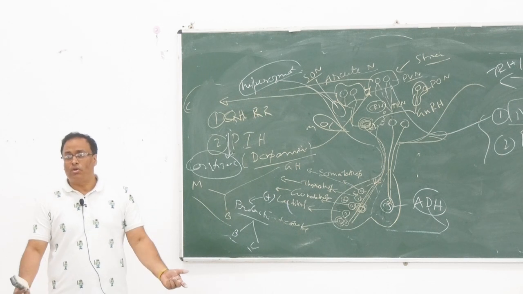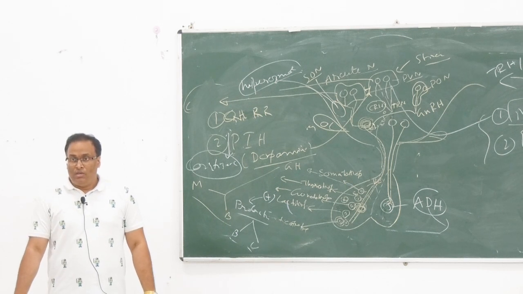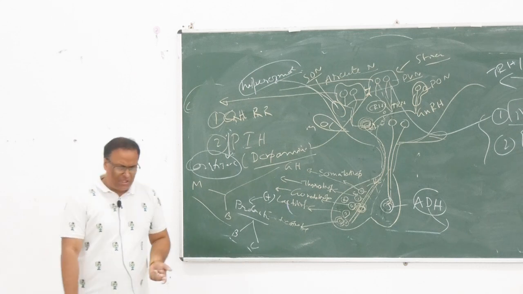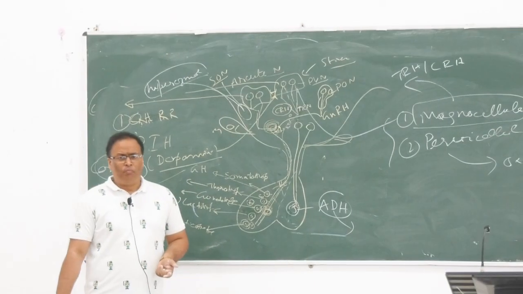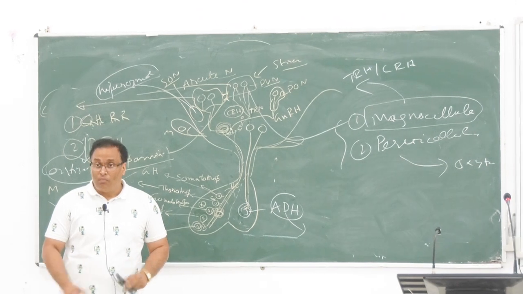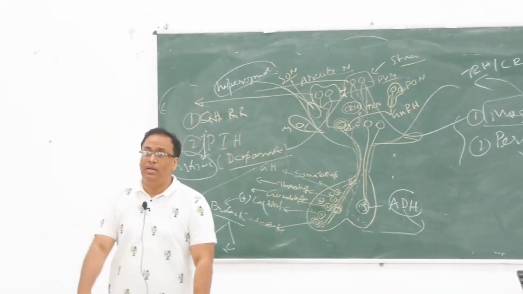In your exam, a question may be asked, like: what do you mean by prolactin inhibiting hormone? Prolactin inhibiting hormone means it's dopamine.